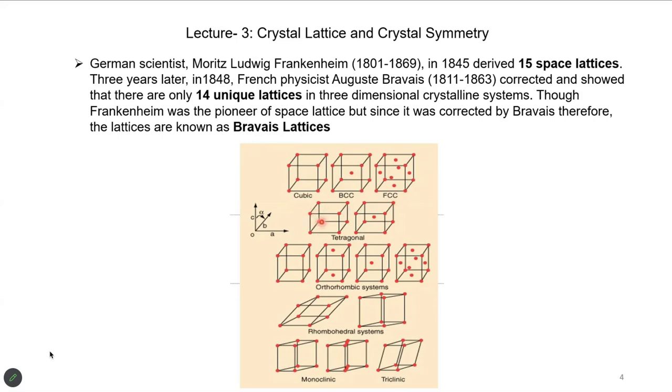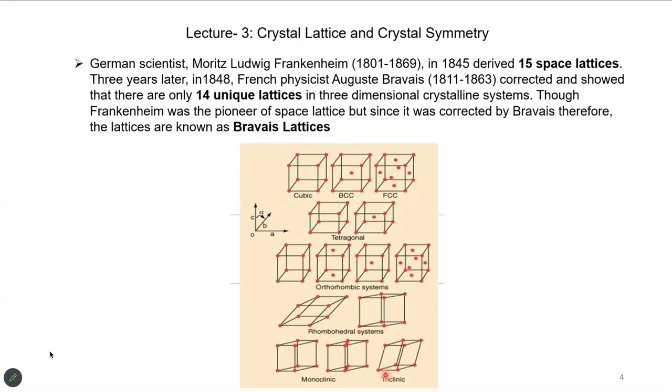Similarly, if we go to the tetragonal system, we will see only primitive and 1 body-centered lattice. The orthorhombic system has all 4 types of lattices: primitive, side-centered, body-centered, face-centered. The rhombohedral crystal system has only primitive. The hexagonal crystal system has only primitive, monoclinic has only primitive plus side-centered, and triclinic has only primitive.